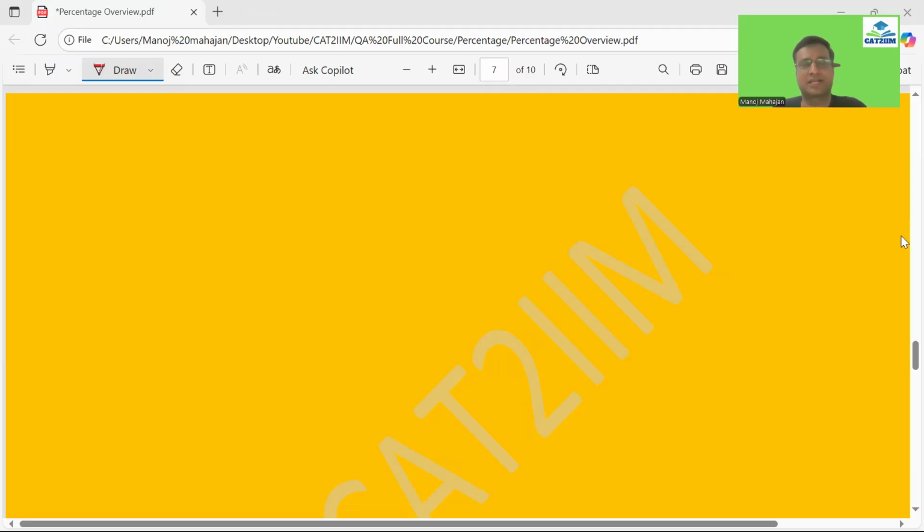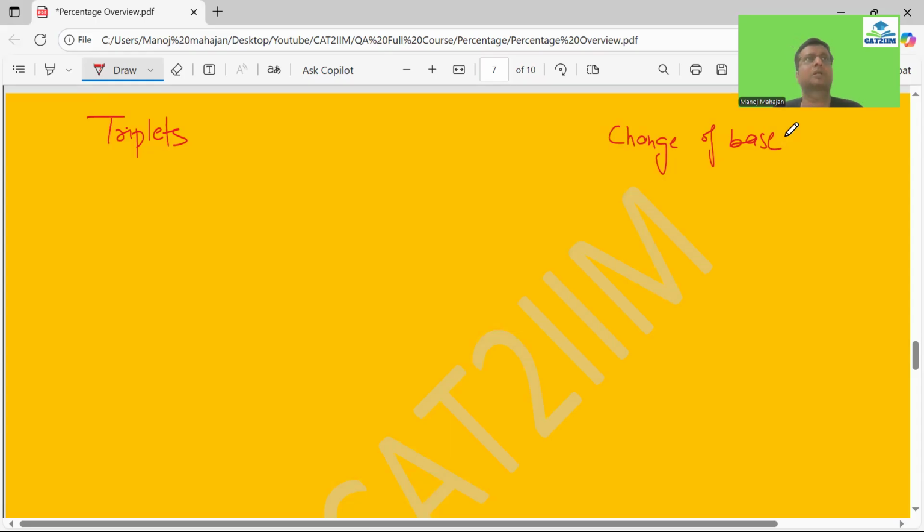Now we're going to use these reciprocals to understand the concept of triplets and the concept of change of base. So of course, the problem which I'm going to ask you as of now, you can easily answer with your approach, but you will find the reciprocals to be very handy right now. So let's say you have an initial value y and you increase it by, let's say, 20%, and it becomes the final value. Now my question to you is, by what percentage does the final value have to be decreased so that it becomes the initial value?